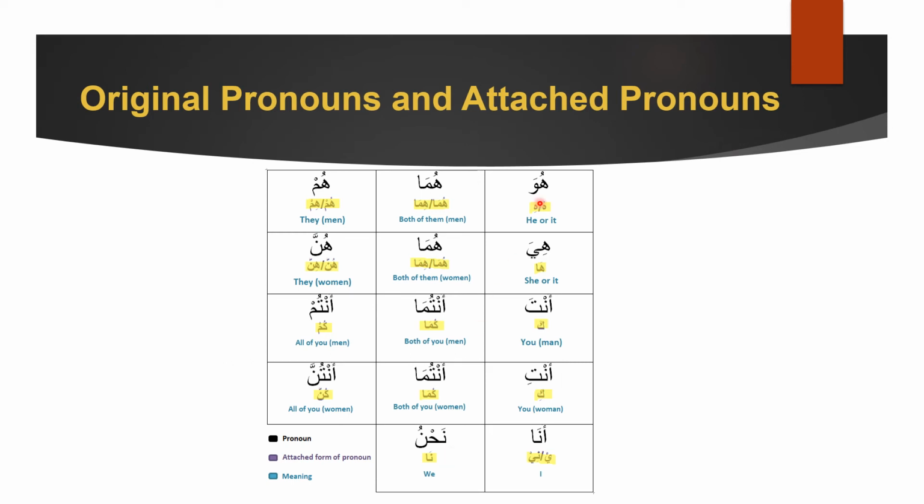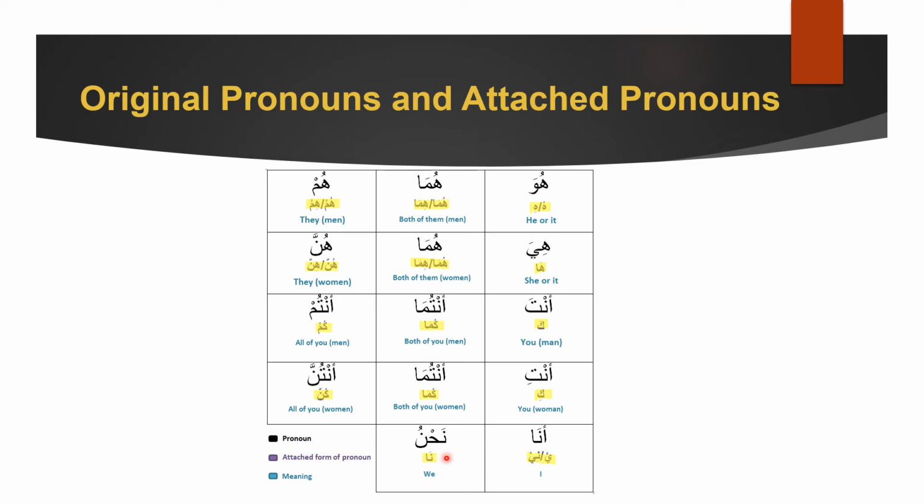Okay? So, what are they? So, how will you memorize them? You memorize them like this. Huwa, hu, he, huma, hima, hum, him. Hiya, ha, huma, hima, hunna, hinna. Anta, ka, antuma, kuma, antum, kum. Anti, ki, antuma, kuma, antunna, kunna. Ana, ni, ye, nahnu, na.